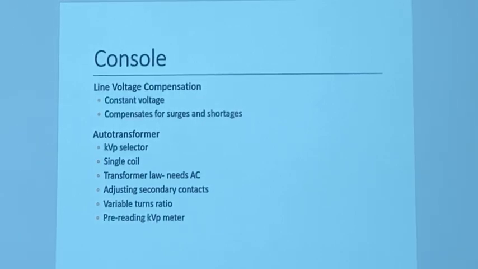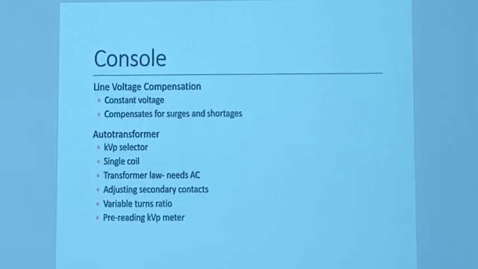It's a single coil. Again, it works off transformer law. By adjusting the secondary contacts, we can increase or decrease potential to feed into the high voltage transformer. Do we have kilovoltage at this point? No, we don't. We're just adjusting voltage in anticipation of it becoming kilovoltage. So we got a lot of different words for the auto transformer. That's a rheostat, it's a variable resistor, it's our KVP adjustment.